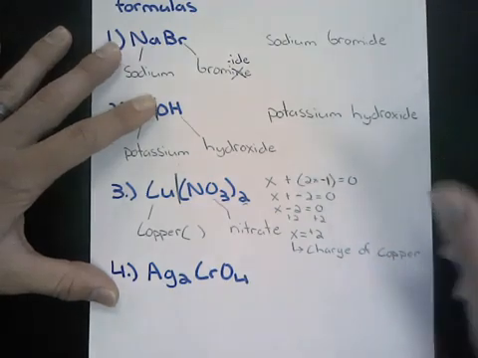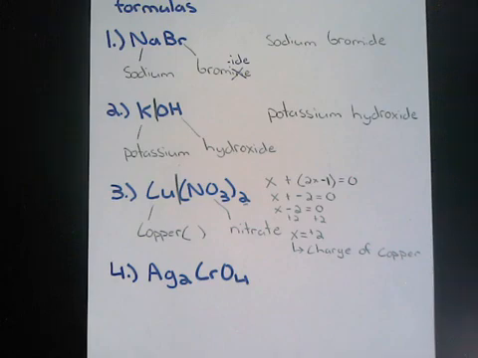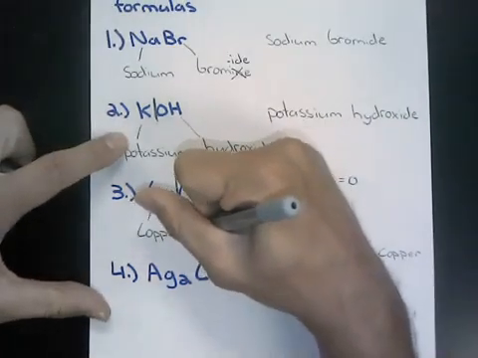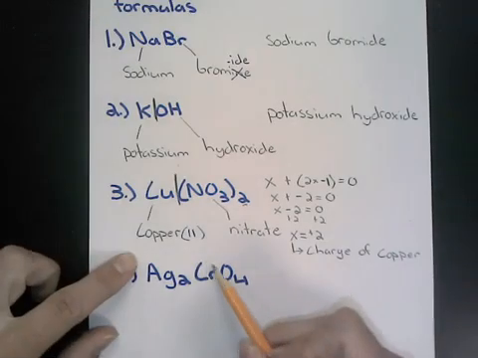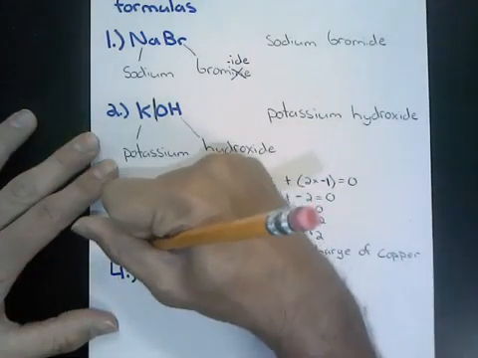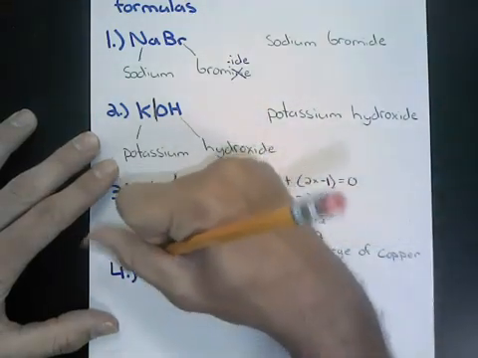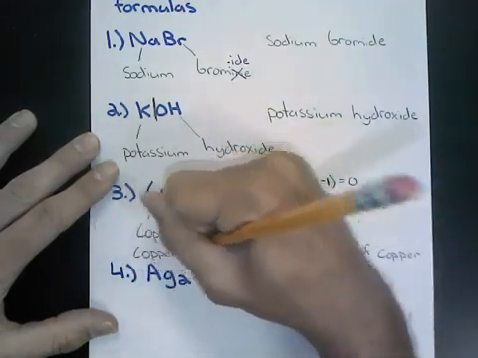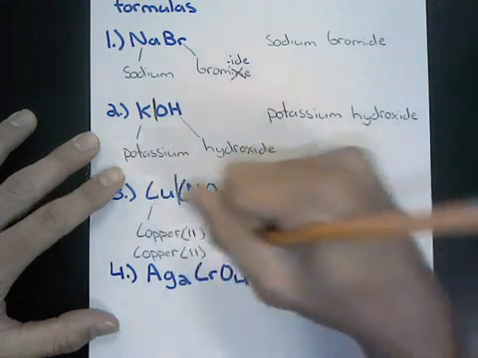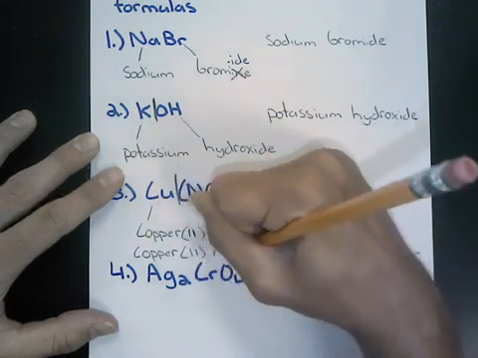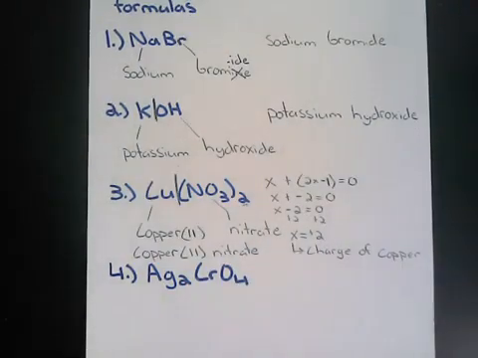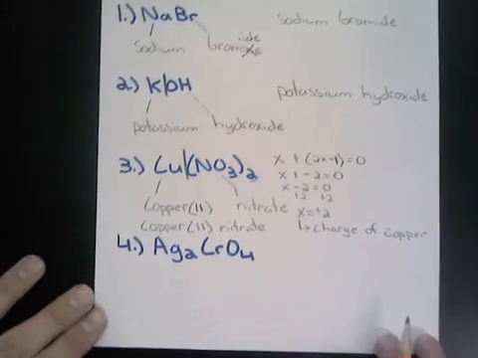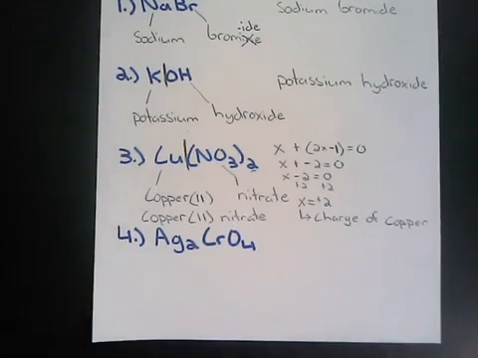So what we can do in parentheses is insert the charge of copper as a Roman numeral 2. So when we go to rewrite this, and I'm going to write it below, the name of Cu(NO3)2 is copper(II) nitrate. Okay, so now we have one left. We have Ag2CrO4.